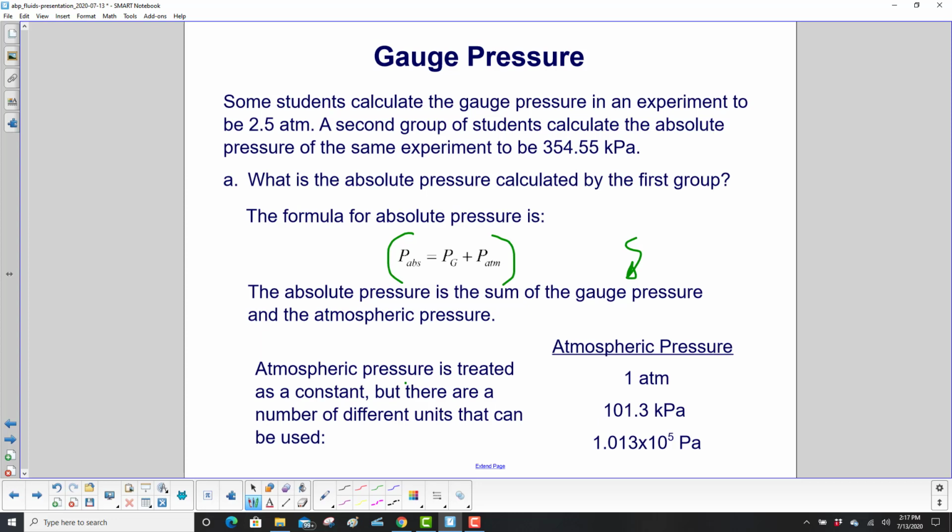Atmospheric pressure is a constant, but there are a number of different units that can be used. We can call it 1 atmosphere, 101.3 kilopascals, or 1.013 times 10 to the 5th pascals. And this is the pressure that the air exerts on everybody at sea level.